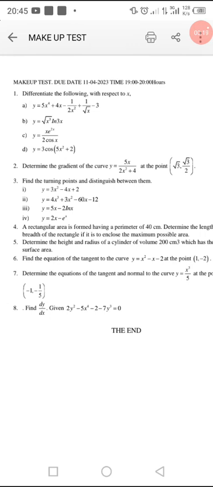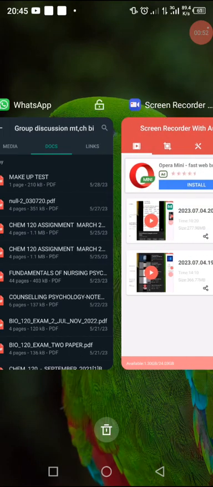Like I said, this video will be kept short to avoid inconveniences and to create more room for understanding. So we are on question number 1b. y is equal to the root of x to the power 3, times the natural log of 3x. We differentiate with respect to x.